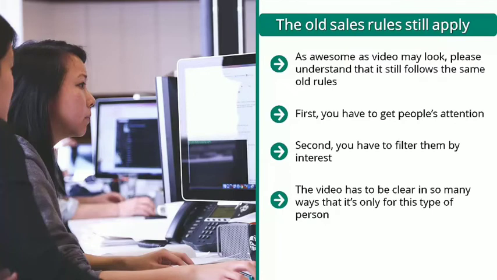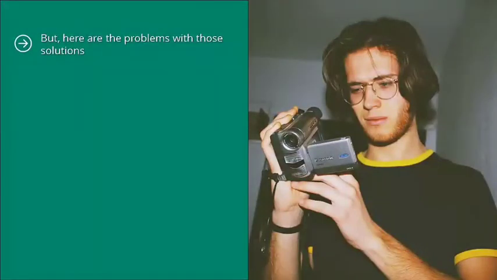Also, the video has to be set up to filter people based on their interest quickly and efficiently. Next, the video has to speak to the viewer's needs. Basically, the video is saying, now that I have filtered you by your interest, you are watching this video because you have this problem. I understand that you have this problem, and here are the most common solutions to those problems. But here are the problems with those solutions. I have something better. I have something that is cheaper, faster, more convenient, more effective, and more scalable.